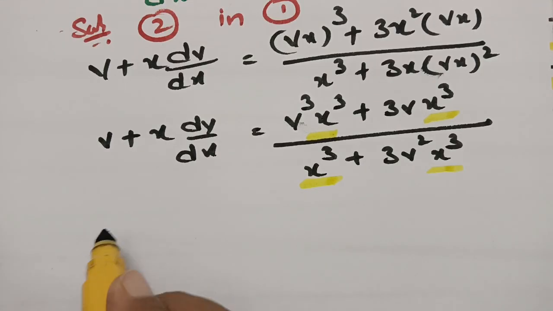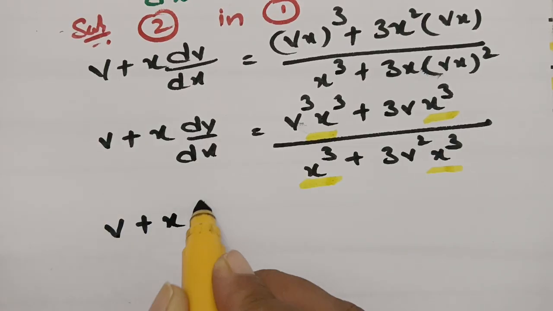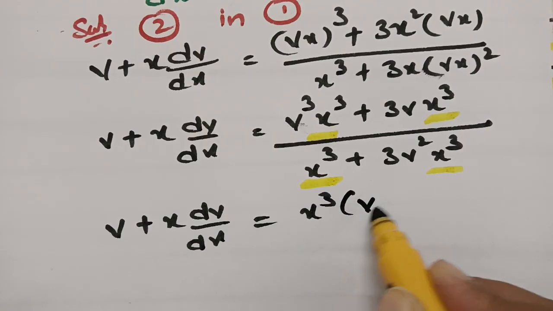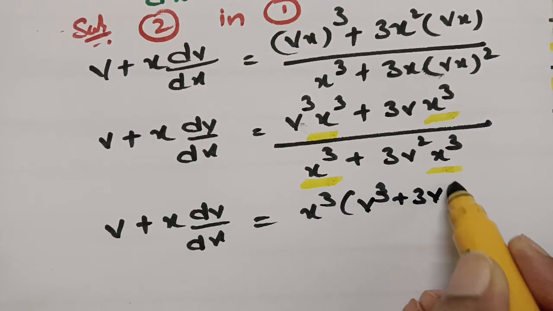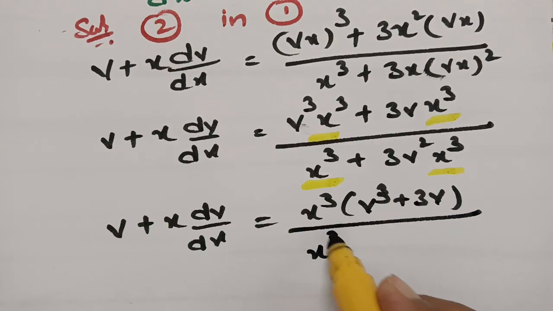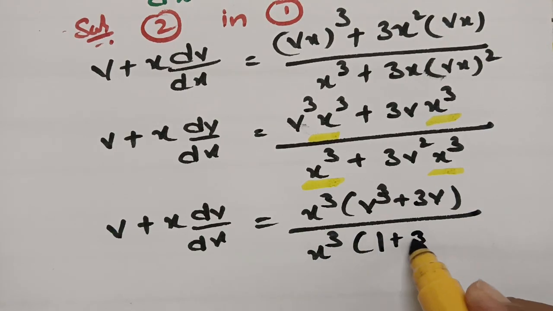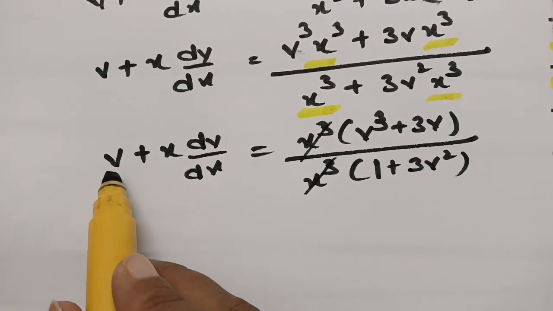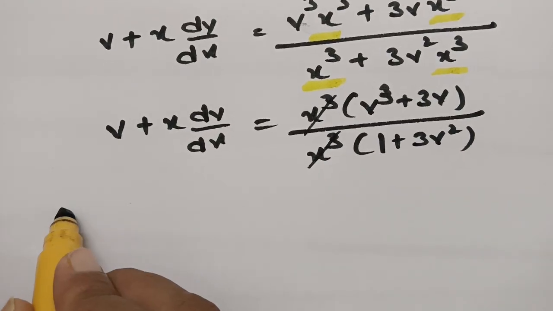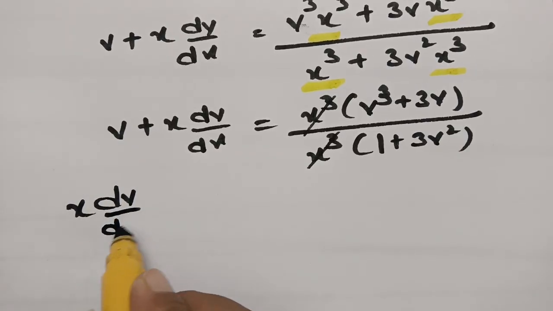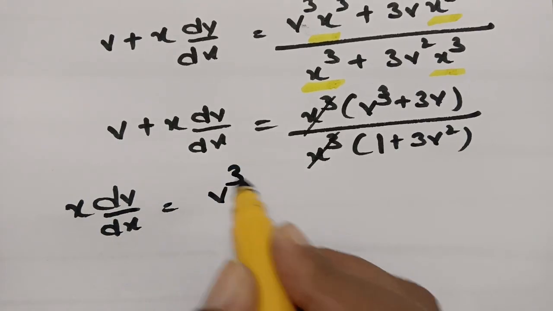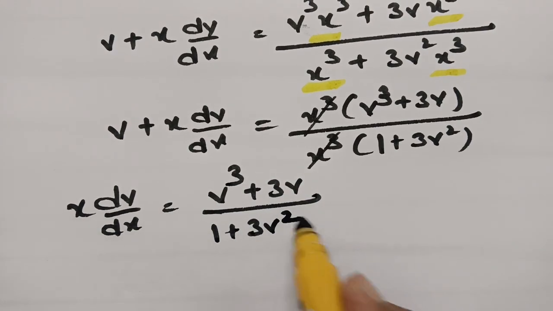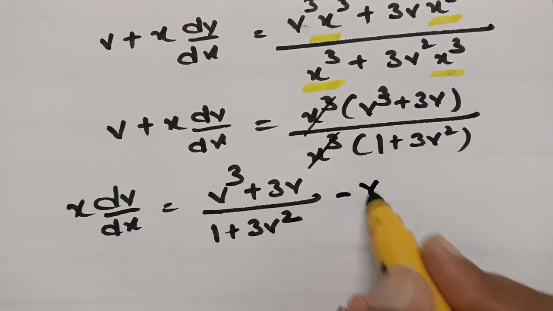See here, this will be v plus x into dv by dx value is equal to, if I take x cube common, v cube plus 3v divided by, if I take x cube common, then this will be 1 plus 3v square. Clear? If I cancel this and send this plus v to the other side, this will be x into dv by dx value is equal to v cube plus 3v by 1 plus 3v square, minus v.